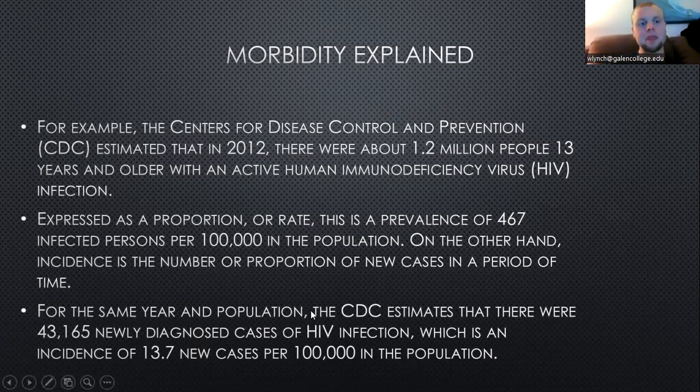So for example, the same year, the CDC estimates that there were 43,000 new diagnoses of HIV infection. That means that there is an incidence of 13.7 new cases per 100,000 population. So the prevalence is going to be 467 out of 100,000. The incidence over that calendar year is 13.7 out of 100,000.